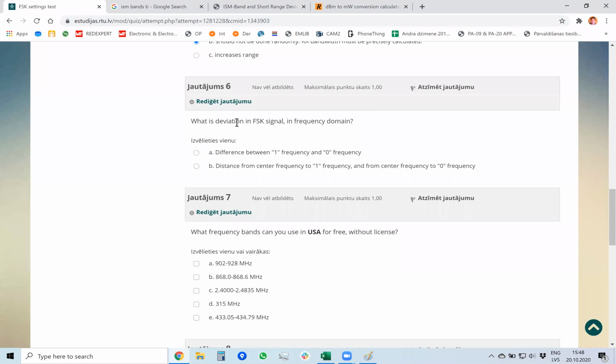Next question, what is the deviation in FSK signal in frequency domain? So it's the difference between one frequency and zero frequency, or the distance from center frequency to one and from center frequency to zero. This is the more precise answer. Difference between 1 and 0 is 2 times the deviation. So deviation is from center frequency to 1 or to 0. So distance between 1 and 0 is 2 times the distance. So this is the correct one.